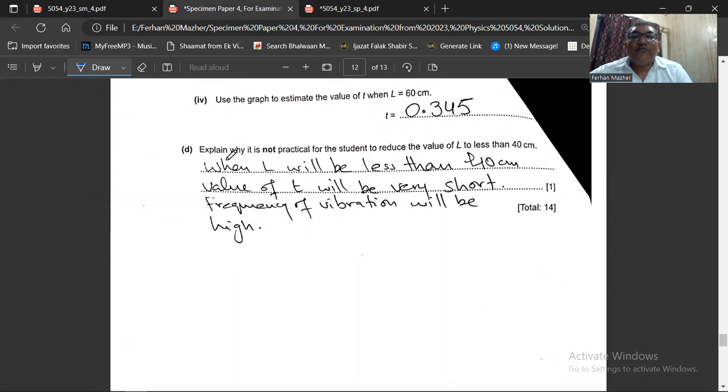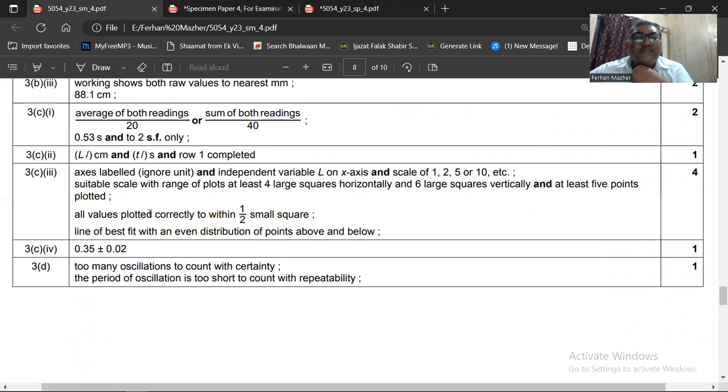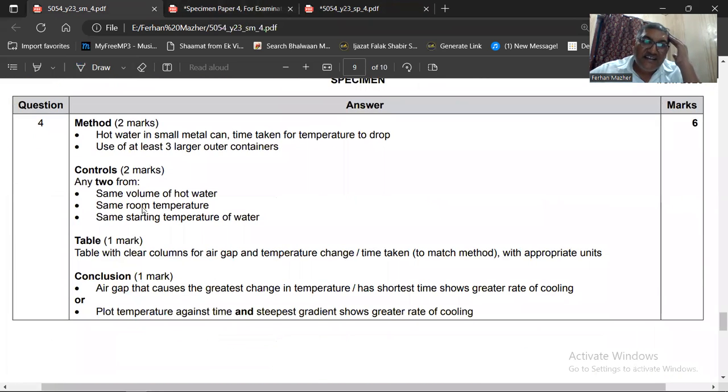So I think we have missed the D part of the previous question. When L is less than 40 centimeter, the value of T will be very short, and the frequency of the vibration will be high. And when L is 60 centimeter, T is 0.345. I hope I have not missed it, but I think I missed the last part. So here is the marking scheme.